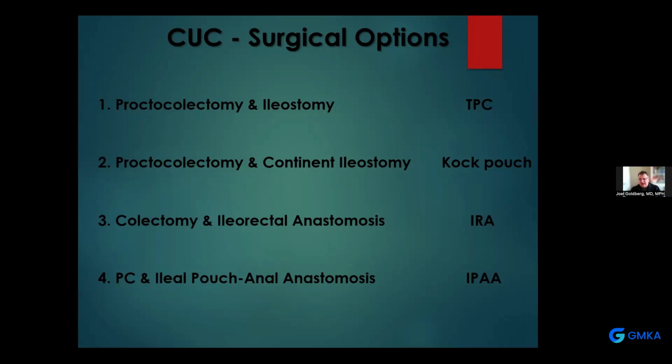So in somebody who has contraindications to an ileoanal J pouch, colectomy with ileorectal anastomosis is certainly within the repertoire of what to do. And that used to be the standard operation for people who couldn't get a J pouch or before J pouches were routinely done. And then the last one and the most commonly used operation is total proctocolectomy with ileopouch anal anastomosis.